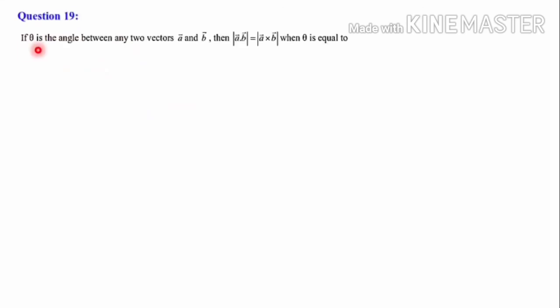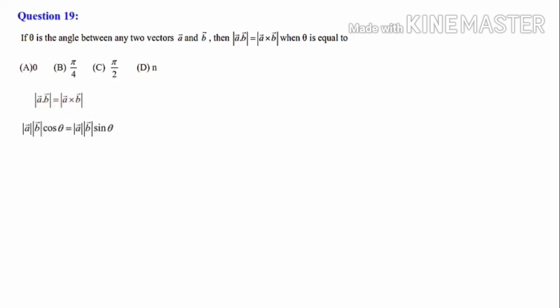Last question, that is question number 19. If theta is the angle between any two vectors, vector A and vector B, then modulus of A dot B is equal to modulus of A cross B when theta is equal to, four options: 0, pi by 4, pi by 2 and pi. Here modulus of vector A dot vector B is equal to modulus of vector A cross vector B. That is the given condition.